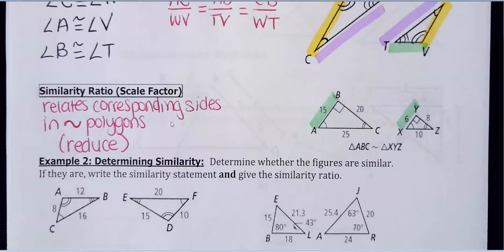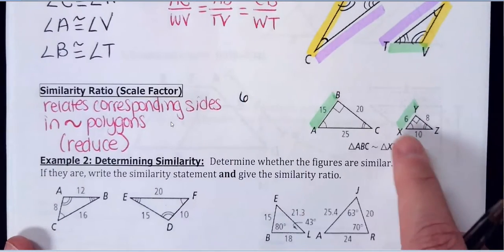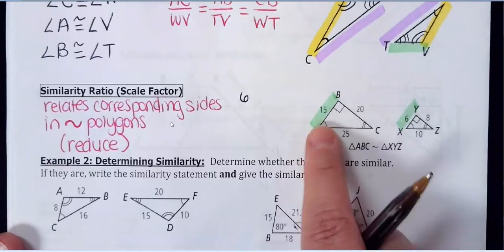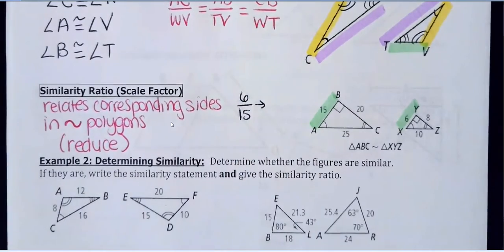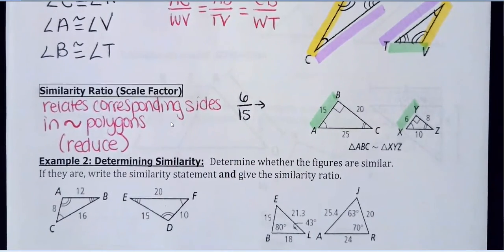I usually put the smaller number on the top. So like this side with the 6 corresponds to this side with the 15. Now, if I reduce that fraction, that'll be my similarity ratio.